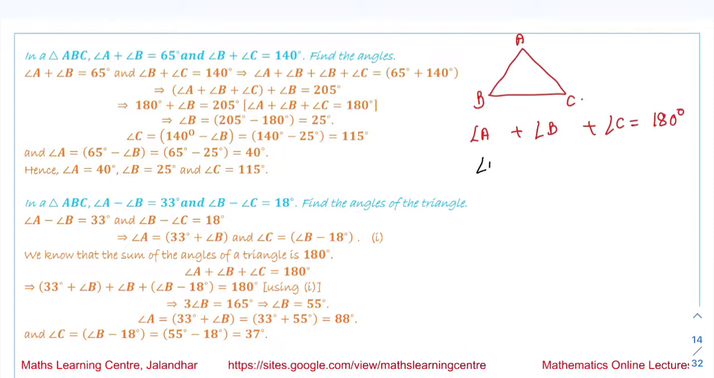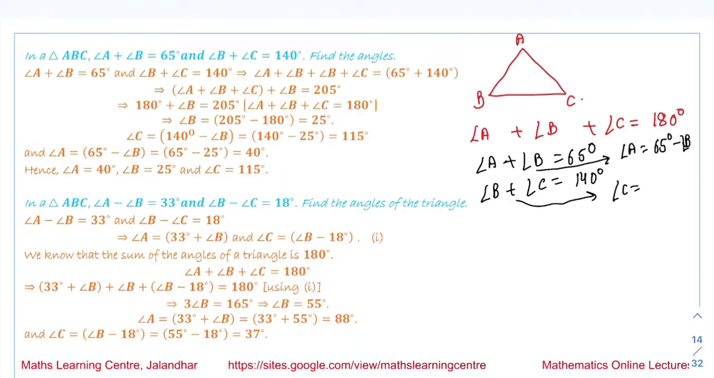What is given to us is that angle A plus angle B is equal to 65 degrees, and second, angle B plus angle C is equal to 140 degrees. So what we do is, we find the value of angle A from this: angle A is equal to 65 degrees minus angle B. Then we find the value of angle C from this, it is 140 degrees minus angle B, and we substitute the value of angle A and angle C in this equation.